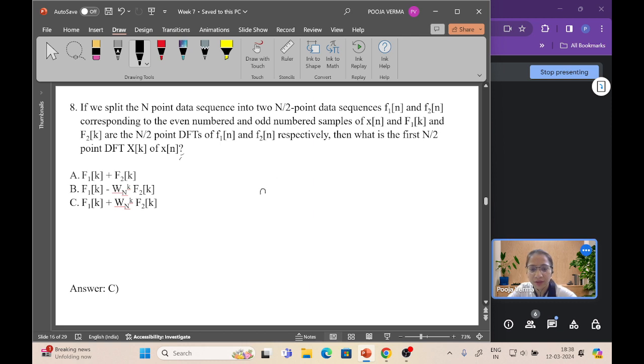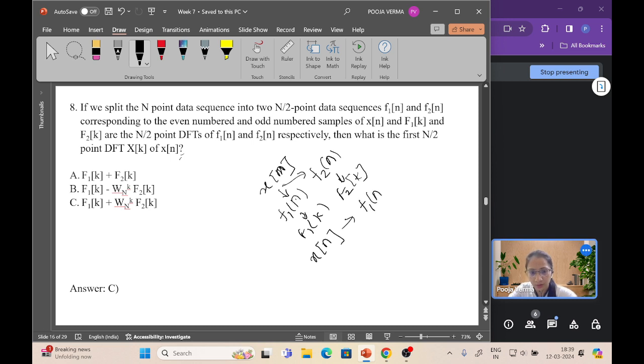So as we know, we have a sequence x(n), which is divided into the even numbered and odd numbered samples, that is f1(n) and f2(n), and their DFTs are F1(k) and F2(k), right? If we are dividing x(n), what are the even and odd samples? The even numbered samples are noted as f1(n), that is x(2n), and f2(n) is the odd numbered sequence, represented as x(2n plus 1).